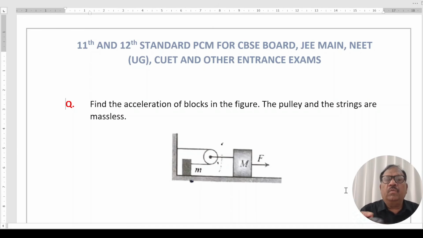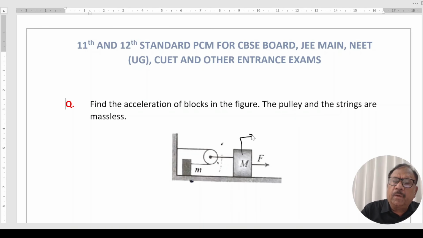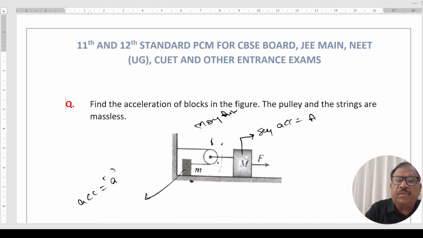Question is, find the acceleration of the blocks in the figure. The pulley and the strings are massless. This is mass M and say acceleration is A. This is mass small m, acceleration is small a. This is moving pulley. Acceleration of A will be acceleration of this. This is fixed end. All the distances are measured from the pulley.